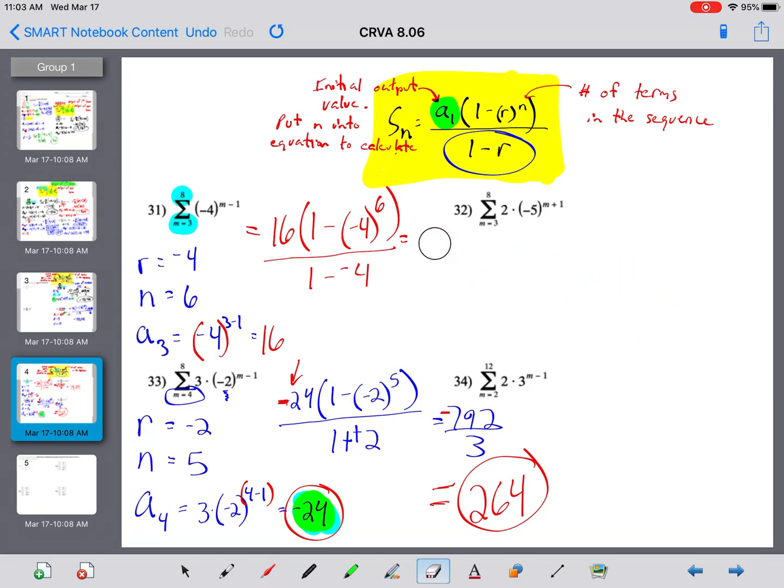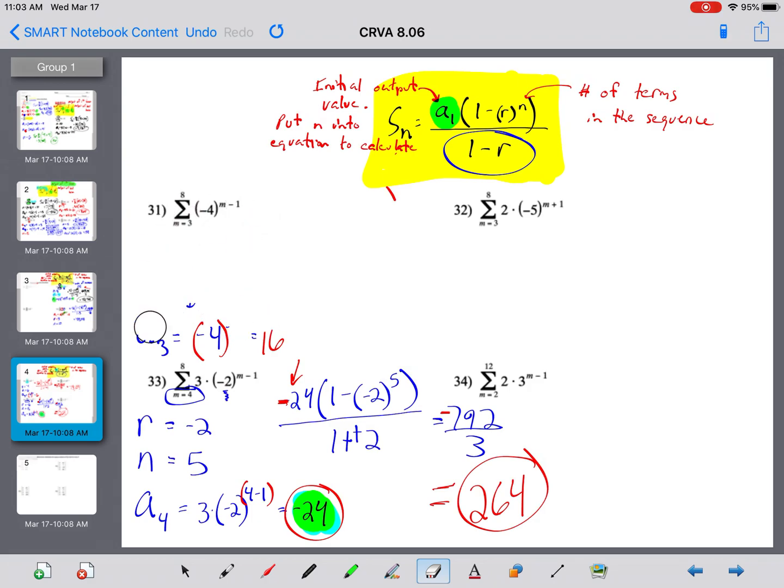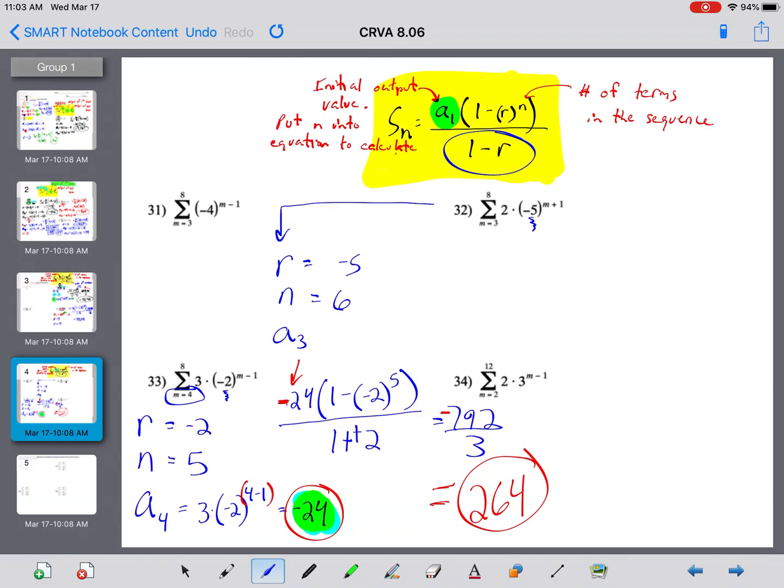And we'll try 32 and 34. Rate, number of terms, first term in the sequence, which is when m is 3. The rate is negative 5. The number of terms in the sequence, 8 minus 3 is 5, plus 1 is 6. The third term in the sequence, so let's figure out what that is.